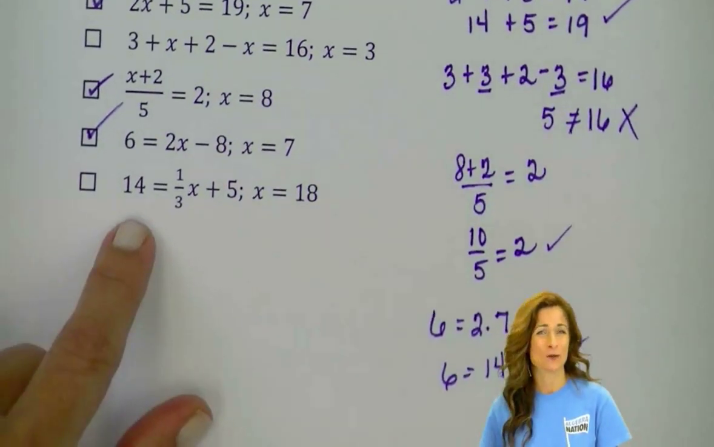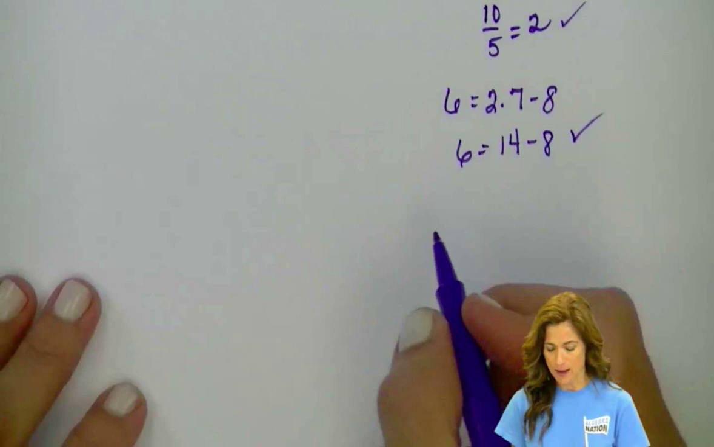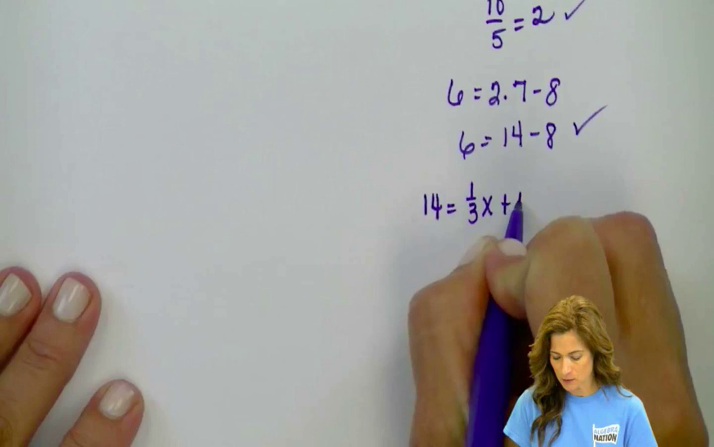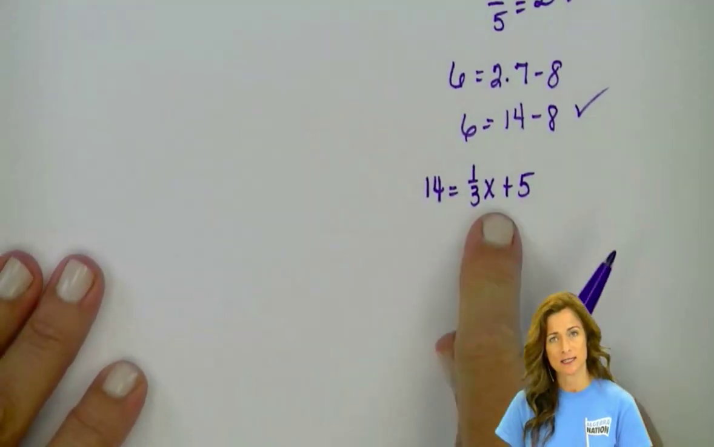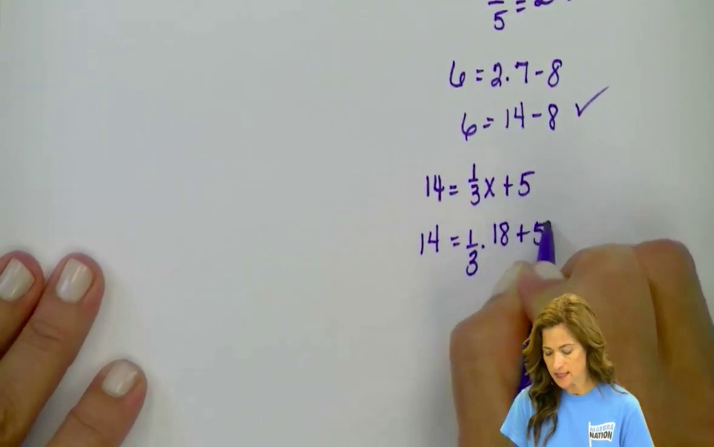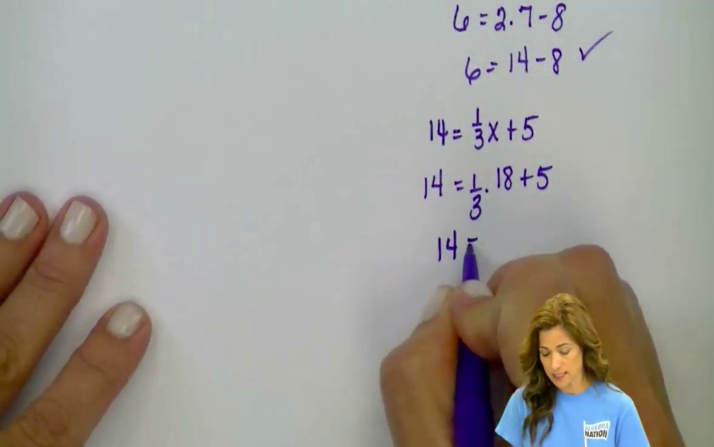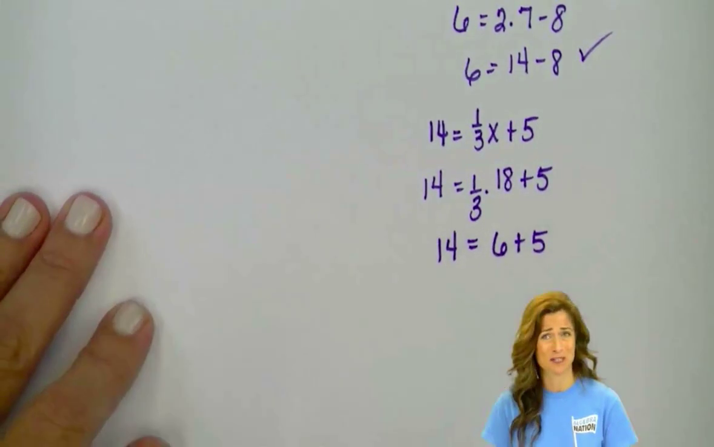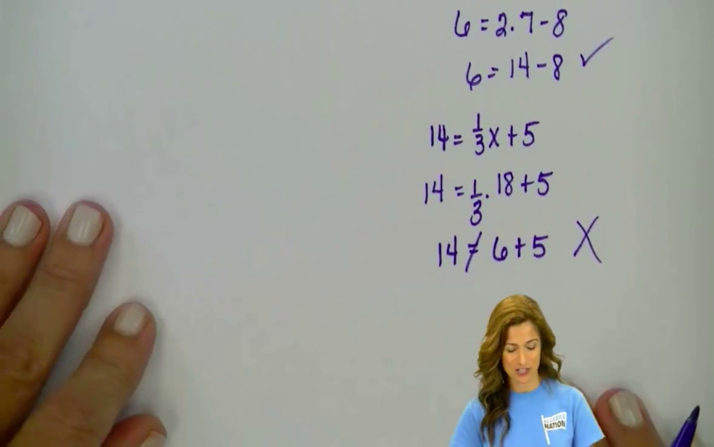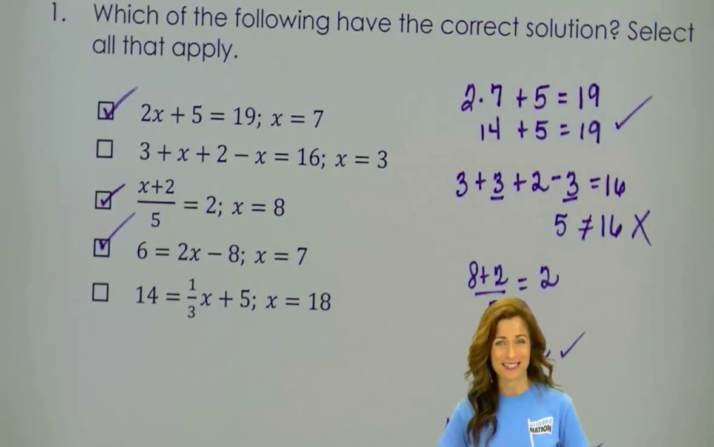Okay, and the last one, 14 is equal to 1/3 x plus 5 for x is equal to 18. So let's look at that one. So we're going to substitute 18 here. 14 is equal to 1/3 times 18 plus 5. 1/3 of 18 is 6. So that would give me 14 is equal to 6 plus 5. Well, 6 plus 5 is 11. That is not 14. Those are not equal, so I am not going to check that one. So the first one, the third one, and the fourth one have correct solutions.